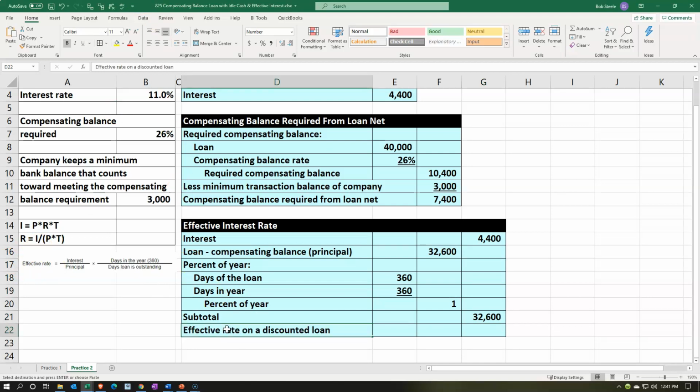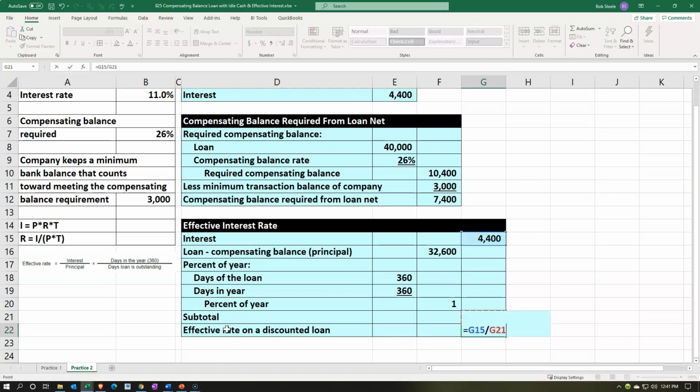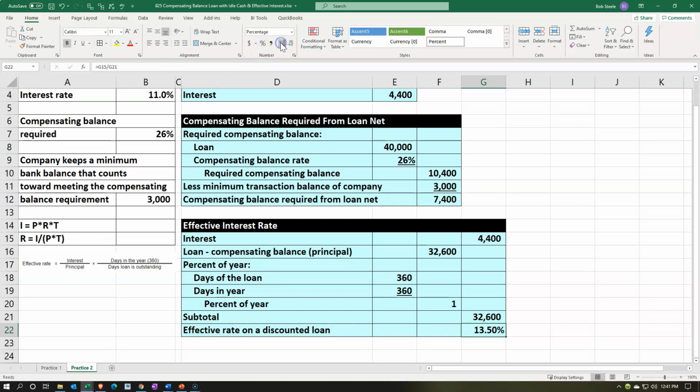And so we're just comparing the cost of the loan, the $4,400 interest on it, divided by the subtotal here, which is basically the amount of the loan we get to use. Let's percentify this. Home tab, Number group, Percent. We're going to add some decimals so we get to the effective rate of 13.5. Going to underline here, Home tab, Font group, Underline, so that we can then use it to compare to other loans.